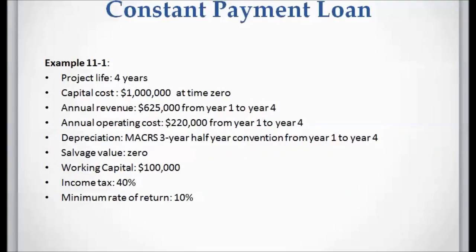So we summarize this example as in this slide. The project life is 4 years, capital cost $1 million, annual revenue $625,000, and operating cost of $220,000 from year 1 to year 4. Depreciation using MACRS 3-year half year convention. Zero salvage. Working capital of $100,000. Income tax is 40%, and discount rate or minimum rate of return is going to be 10%.